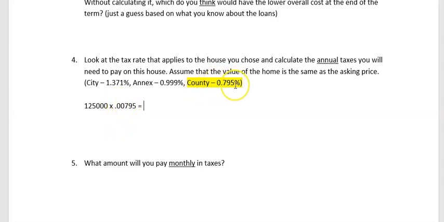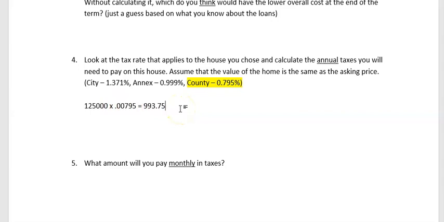So for this, the 0.795%, as a decimal, that's actually 0.00795, okay? So what this should come out to is somewhere in the neighborhood of $1,000 to $1,200 maybe, again, depending on how much the home is that you're looking to purchase. But if you get something like $12,000, that probably means that you didn't move the decimal enough places. So make sure you check for that.